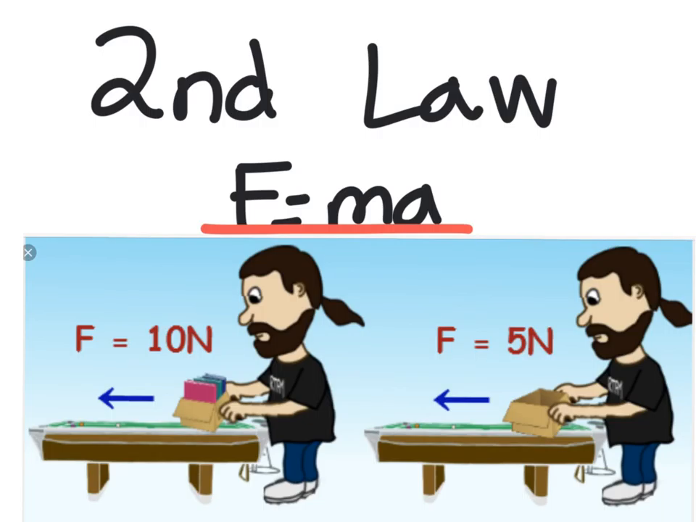So you can see we have the force being equal to 10 newtons in order to move the box with the books. When there are no books in the box, we only need 5 newtons of force to accelerate it the same amount. This law can be used to calculate the force on something, or the acceleration, or to find the mass of something, as long as you have the other two variables.